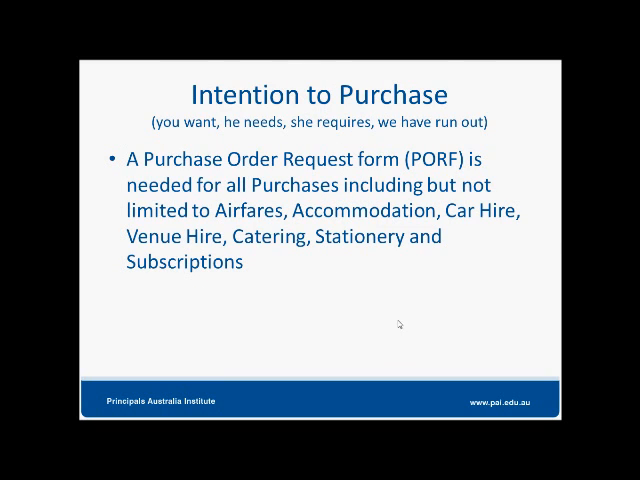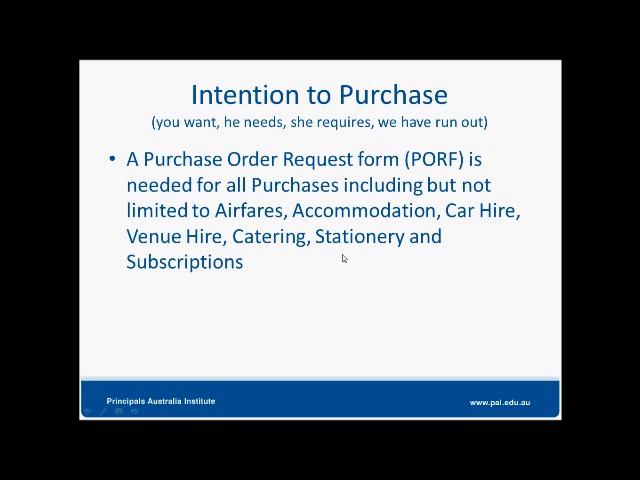When it comes to purchasing, where does it all start? It starts with an intention to purchase. There's something you want, something he needs, perhaps something she requires, or it's just something we've run out of. The first thing to do is to complete a purchase order request form, what we commonly refer to as a PORF. This is needed for all purchases, including but not limited to airfares, accommodation, car hire, venue hire, catering, stationery and subscriptions.